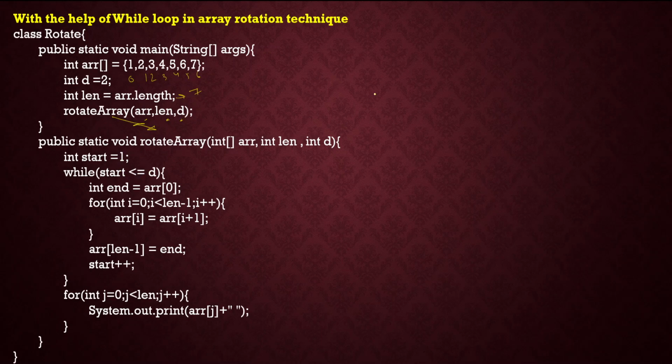Here we are taking one start variable in which we are keeping 1 as a value. Then we proceed to the while loop. In the while loop, what is the condition being passed? Start, which is 1, is less than or equal to d, which is 2. Is it correct? Yes, it is correct. So we will proceed to the next line.